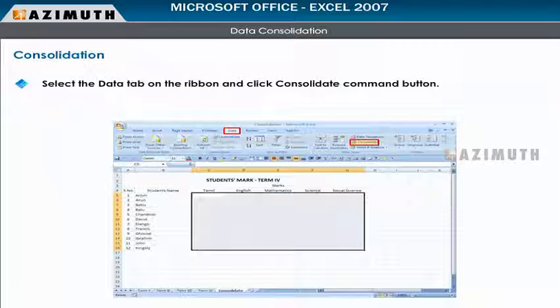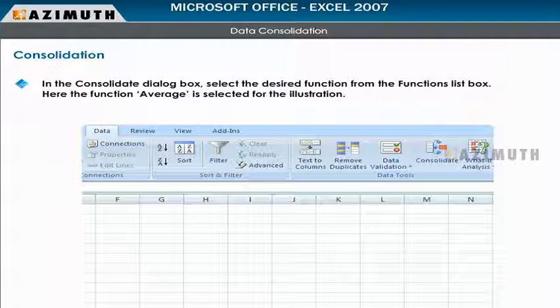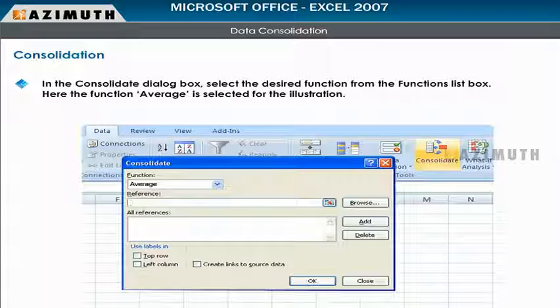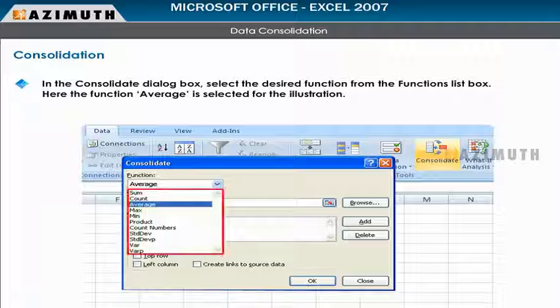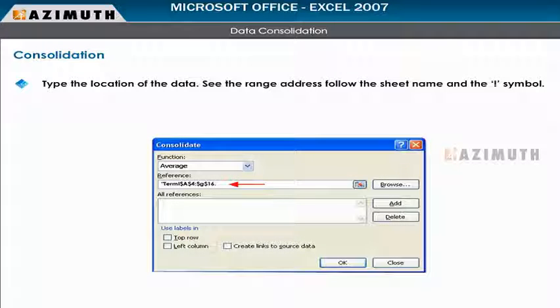Select the Data tab on the ribbon and click the Consolidate command button. In the Consolidate dialog box, select the desired function from the Function list box. Here, the function Average is selected for the illustration. Type the location of the data.